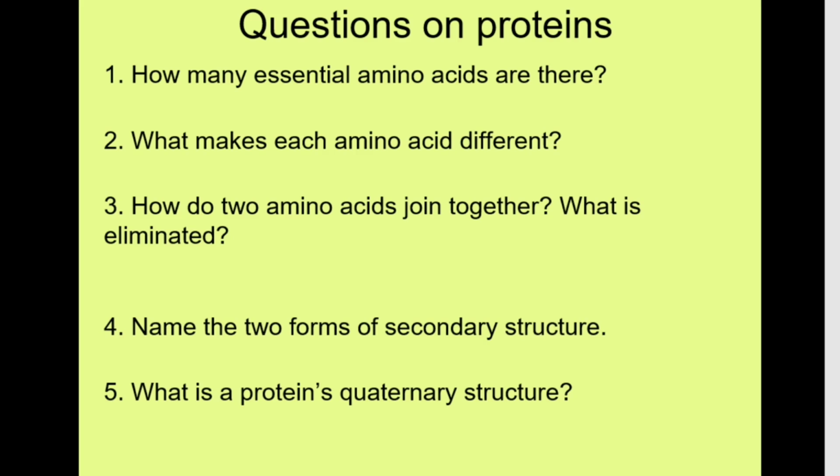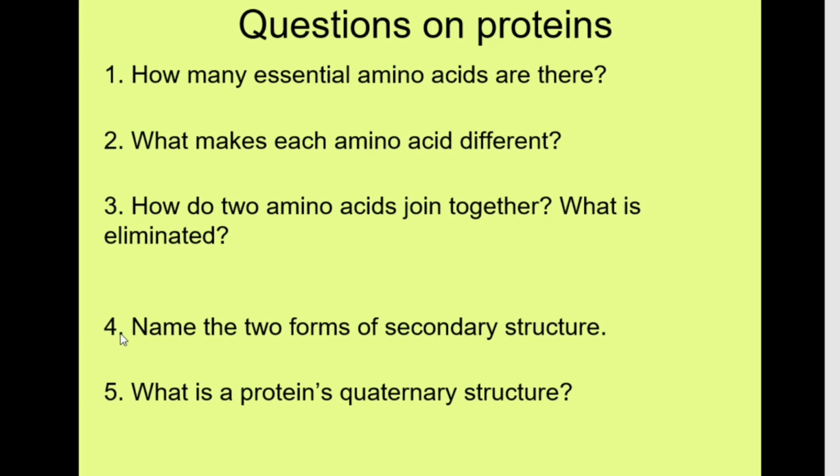So number 1, how many essential amino acids are there? You can give yourself an extra point if you put down how many amino acids there are in total, and then how many essential there are. Number 2, what makes each amino acid different? Number 3, how do 2 amino acids join together? So what is the process? And then what is eliminated?